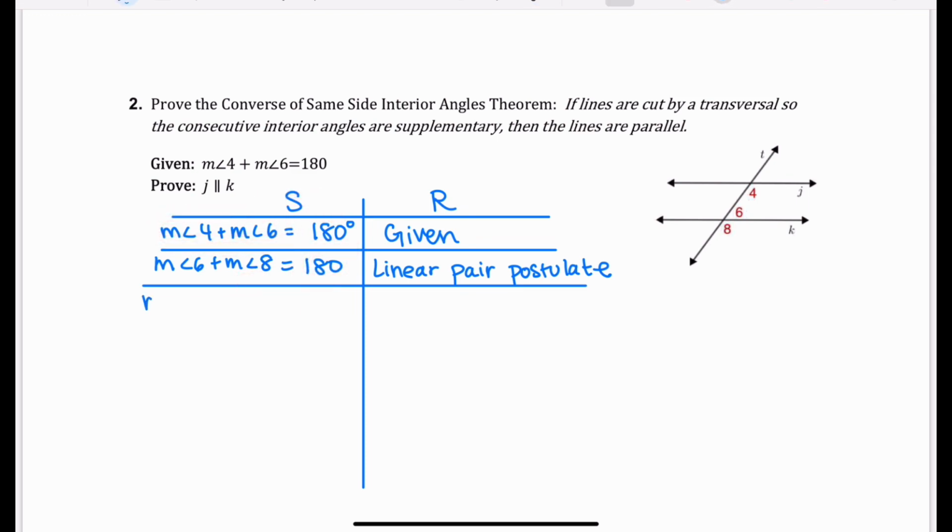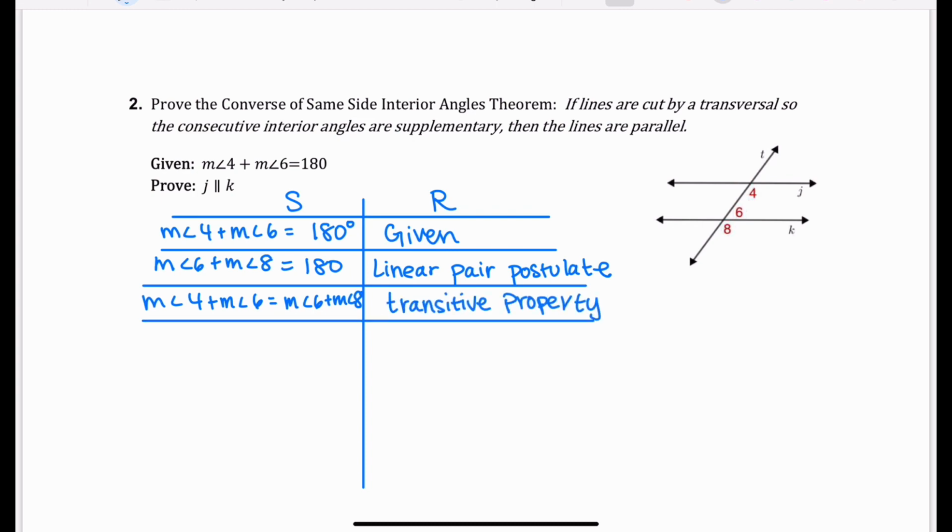So we know that the measure of angle 4 plus the measure of angle 6 equals the measure of angle 6 plus the measure of angle 8. And we will say that that is because of the transitive property. Now I'm noticing both of these have a 6 on each side of the equal sign. If I get rid of that 6, just subtract 6 from both sides, I will have the measure of angle 4 equals the measure of angle 8. And that would be because I used the subtraction property of equality.